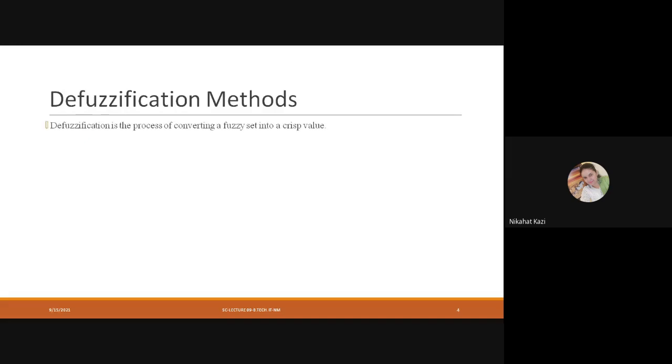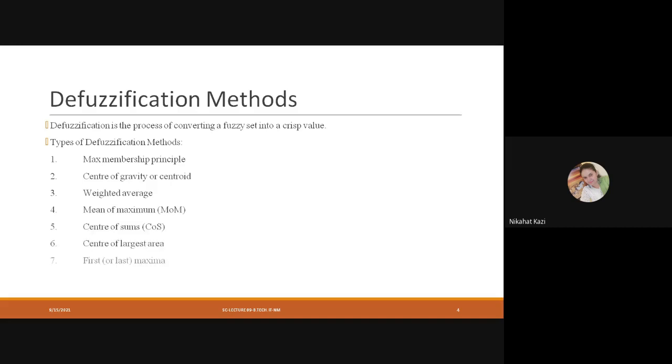It is a process of converting a fuzzy set into a crisp value. And these are the defuzzification methods. I'll just list all of them. There are 8 different defuzzification methods which are available. So max membership principle, center of gravity or centroid, weighted average, mean of maximum, center of sums, center of largest area, first or last of maxima, and bisector methods. We'll be discussing the formulae of each of these one by one.